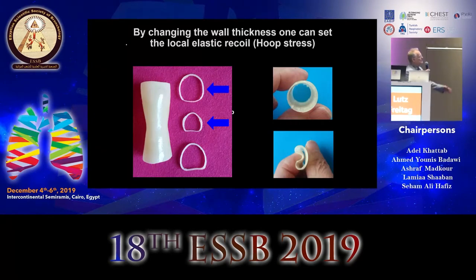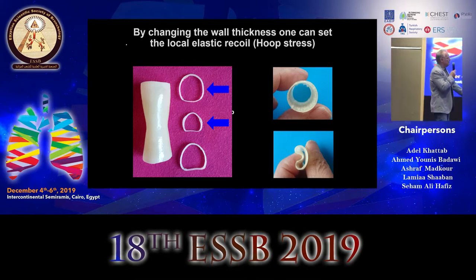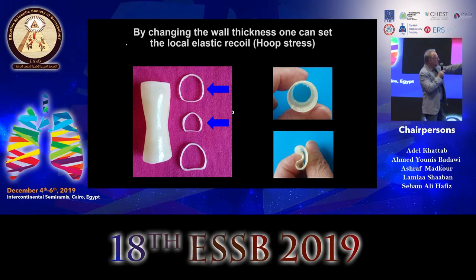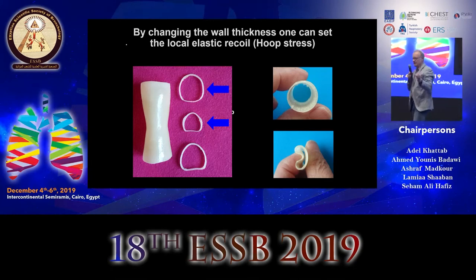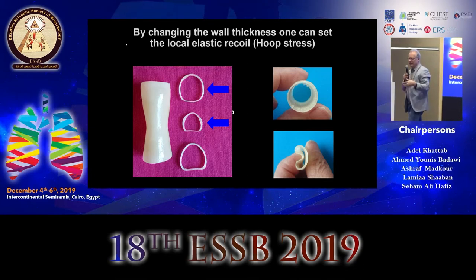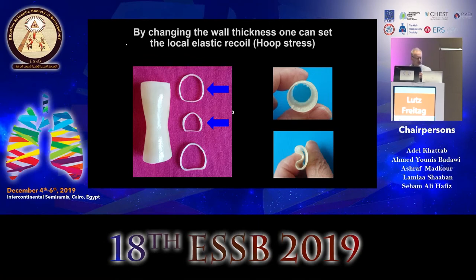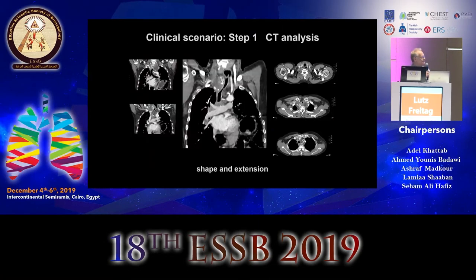You cannot only make, for example, this hourglass-shaped stent with a flat posterior membrane. You can even change the wall thickness, as you see here, so that at some points it's stiffer than at others. Again, you can create whatever is necessary.